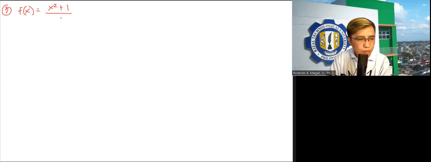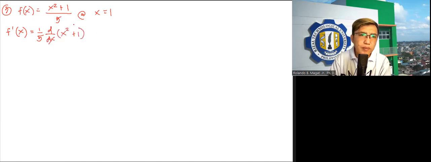And for number 3, we have f of x is equal to x squared plus 1 all over 5, at x equal to 1. So f prime of x is just 1/5 times x squared plus 1. I'll write it as 1/5 times the derivative of x squared plus 1, at x equal to 1. This is our x naught.